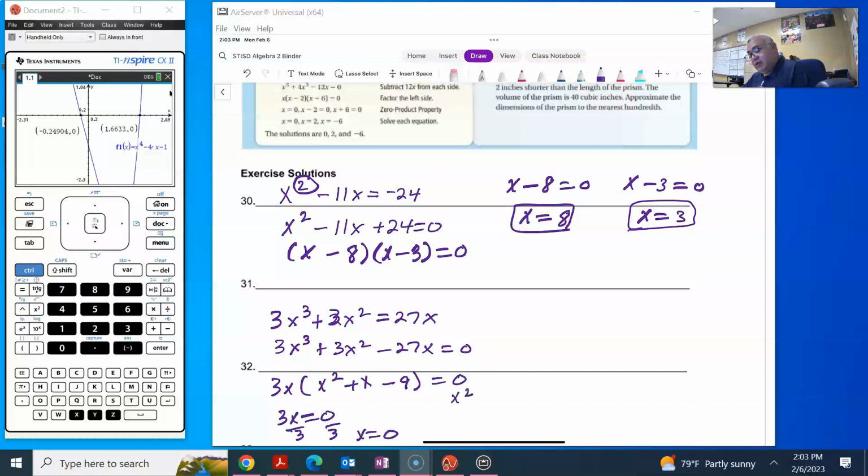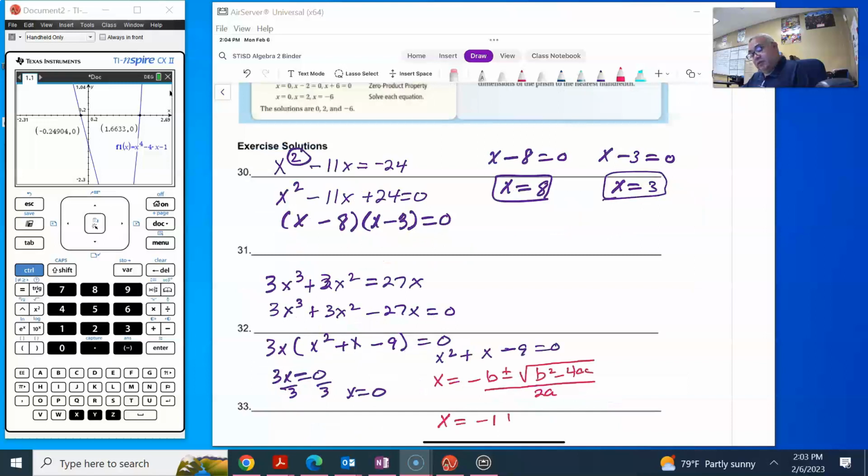Now, x squared plus x minus 9 equals 0. Not sure if you can find the factors of negative 9 that give you 1. So we're going to use the quadratic formula, and it appears that it might be imaginary. So we have x equals negative b plus or minus square root b squared minus 4ac divided by 2a. x equals negative 1 plus or minus square root 1 squared minus 4 times 1 times negative 9.